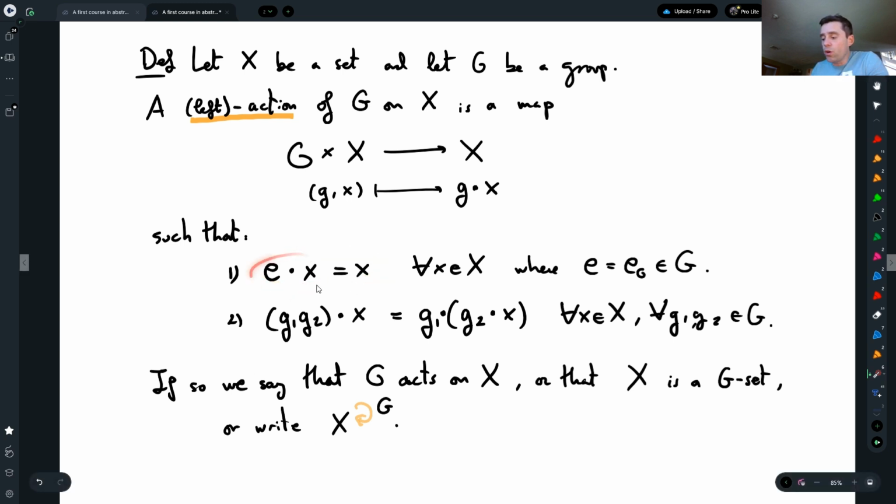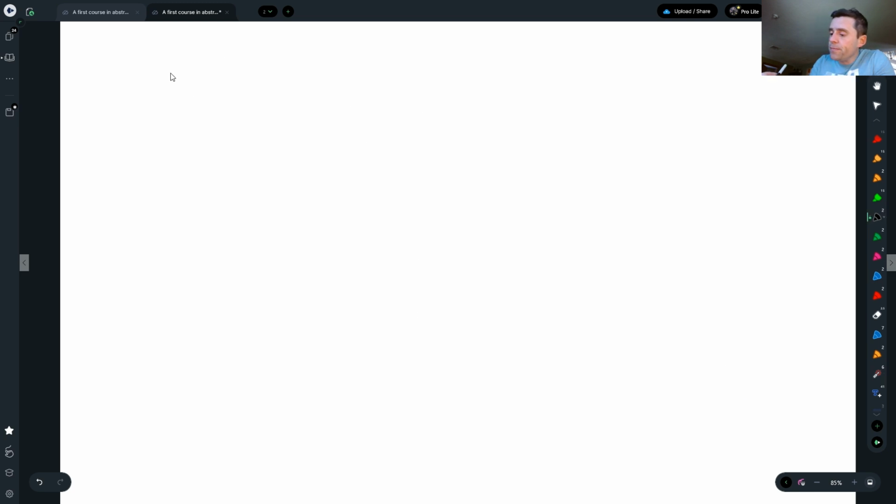The identity works as the identity. It sends x to x for every x, and the multiplication is associative in this way. If so, we say that X is a G set. Okay, so let me do a further definition. We are going to define orbits of elements using the action.